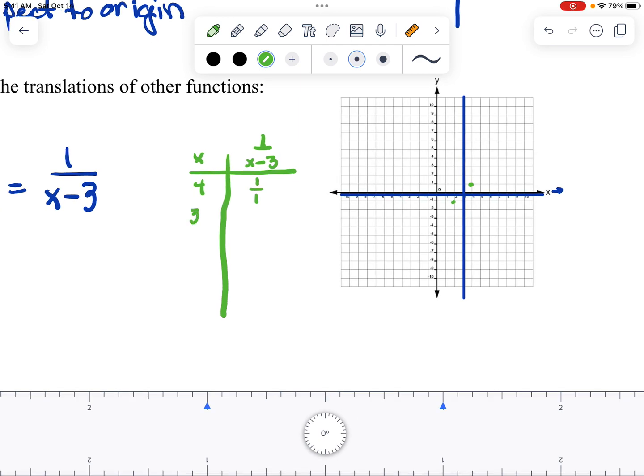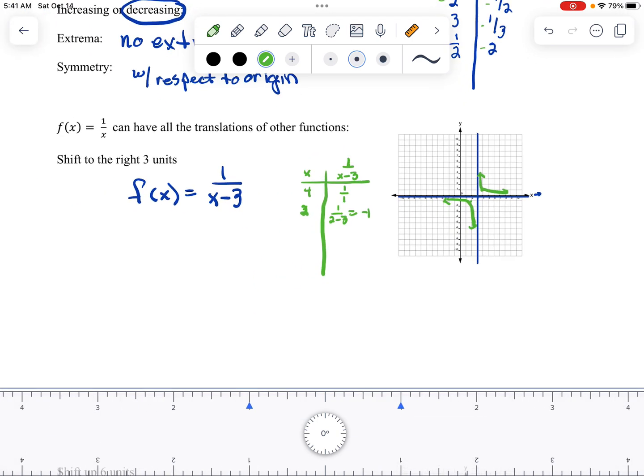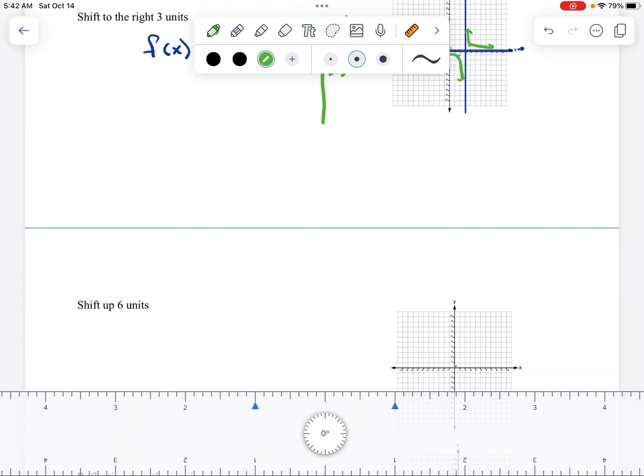3 would give you, 2 would give you 1 over 2 minus 3, which would give you negative 1. And you'll have the same pattern. We have just taken our graph and we've moved it to the right 3 units. Do that by first moving your asymptotes.